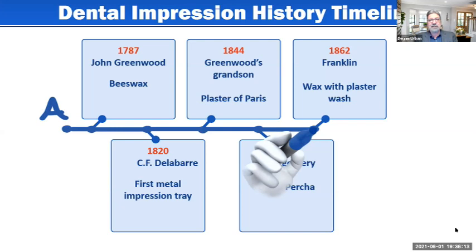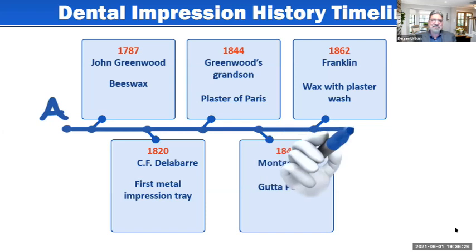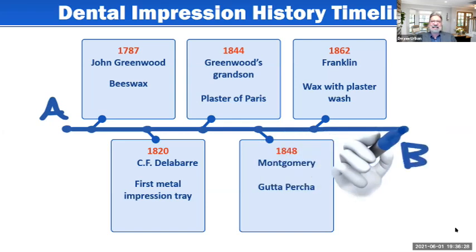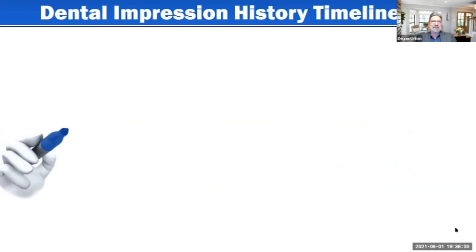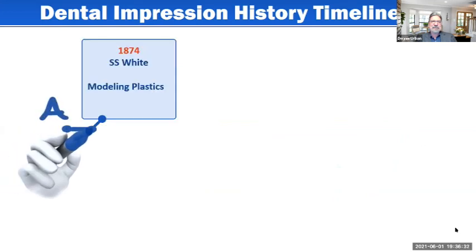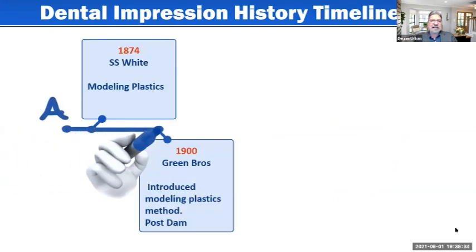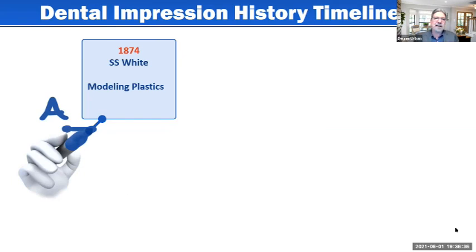Now, I'm just curious if there was ever a picture, I would like to see what that looks like, because it seems kind of difficult with wax with a plaster wash internally, with an impression. So, but we're getting there, and we're progressing here. So I'll show you the next slide and how we jump from 1862 to 1874, when S.S. White came out with modeling plastics.